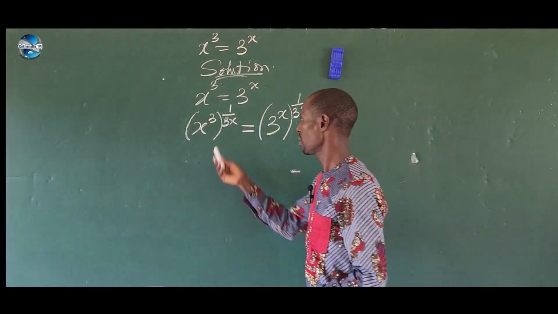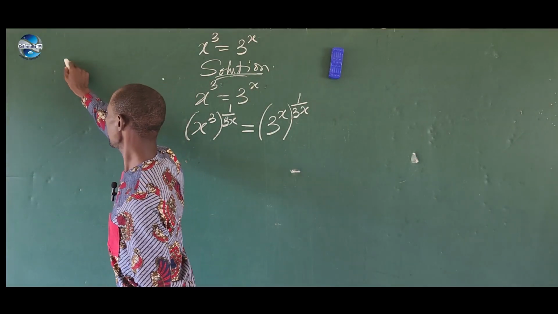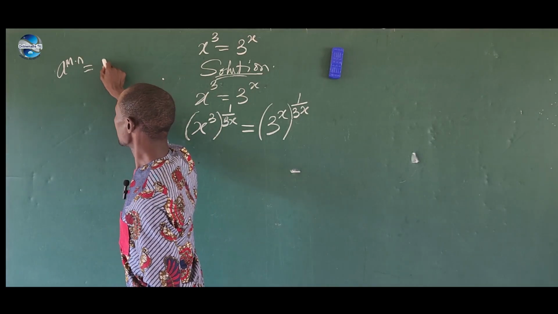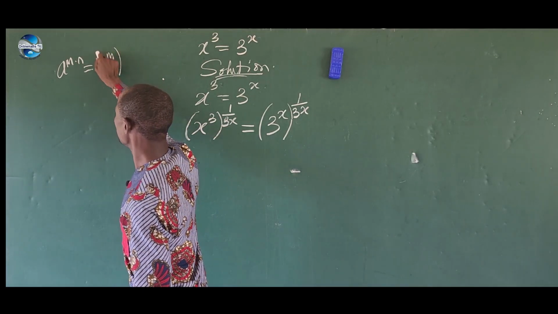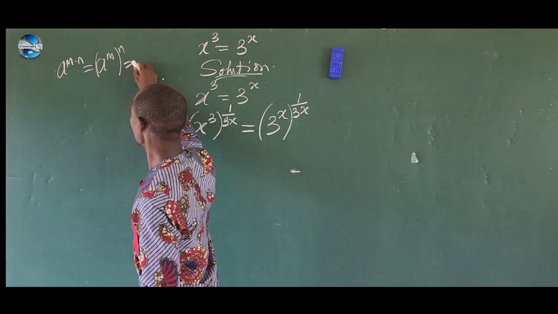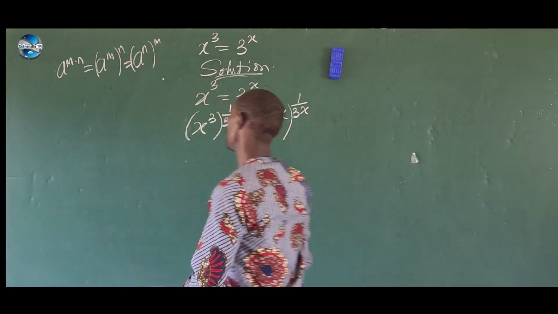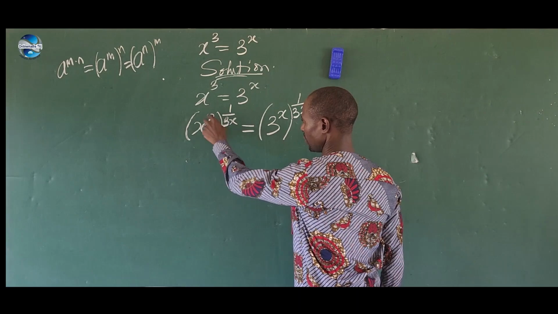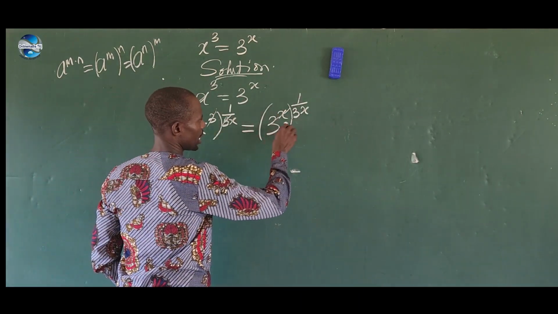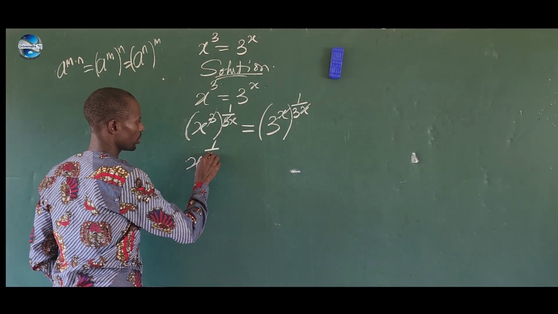Okay, then from here, we apply a simple rule in indices, which says that a to the power of m times n could be written as a to the power of m, in bracket, raised to n. We can actually bring this in and take this out to give us a to the power of n, raised to the power of m. So we can use this to multiply this. And if we do that, what happens? This 3 will go with this 3, and this x will go with this x. So we are now left with x raised to the power of 1 all over x, equal to 3 raised to the power of 1 all over 3.